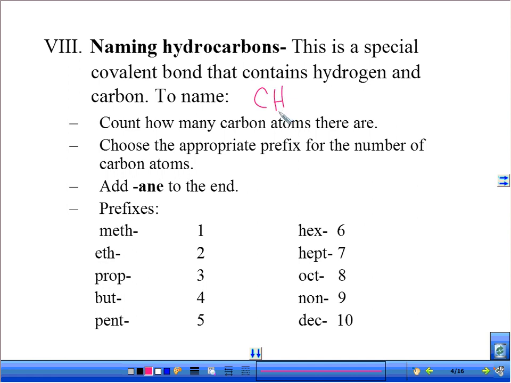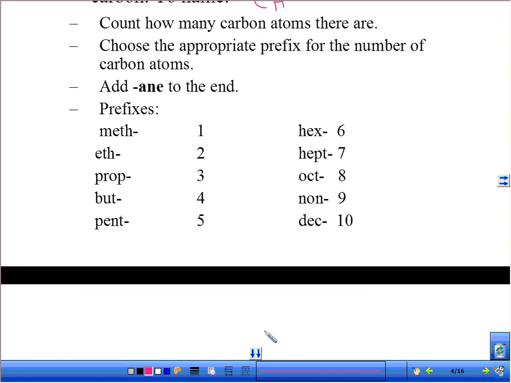And when we go to name them, you're going to count how many carbon atoms you have. We're going to use slightly different prefixes, and then we're going to add the ending "ane" to the prefix. So these are only going to have one word, like methane, ethane, propane, butane, pentane, hexane, heptane, octane, nonane, and decane. You may have heard of some of those, maybe not so much with others.